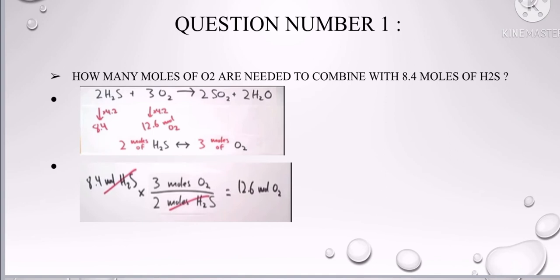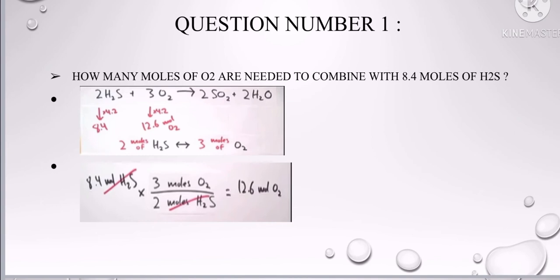So 8.4 moles of H2S, as written in the problem, multiplied by the 3 moles of oxygen over the 2 moles of H2S. The 2 moles of H2S is the one in the reactants, and the 3 moles of oxygen is also the one in the reactants.